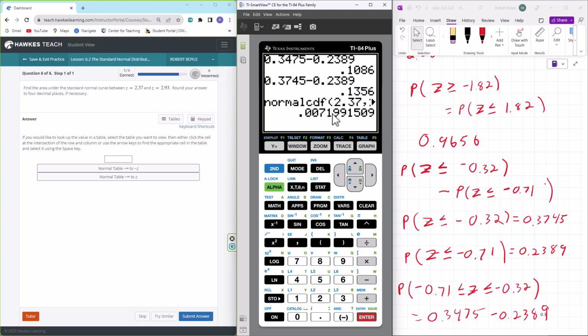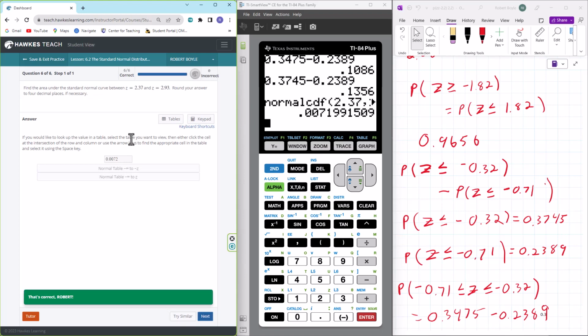And our answer should be 0.0072. My fifth decimal place is a 9, so that's going to round up to a 2. Let's see if we are correct. 0.0072. And there you go.